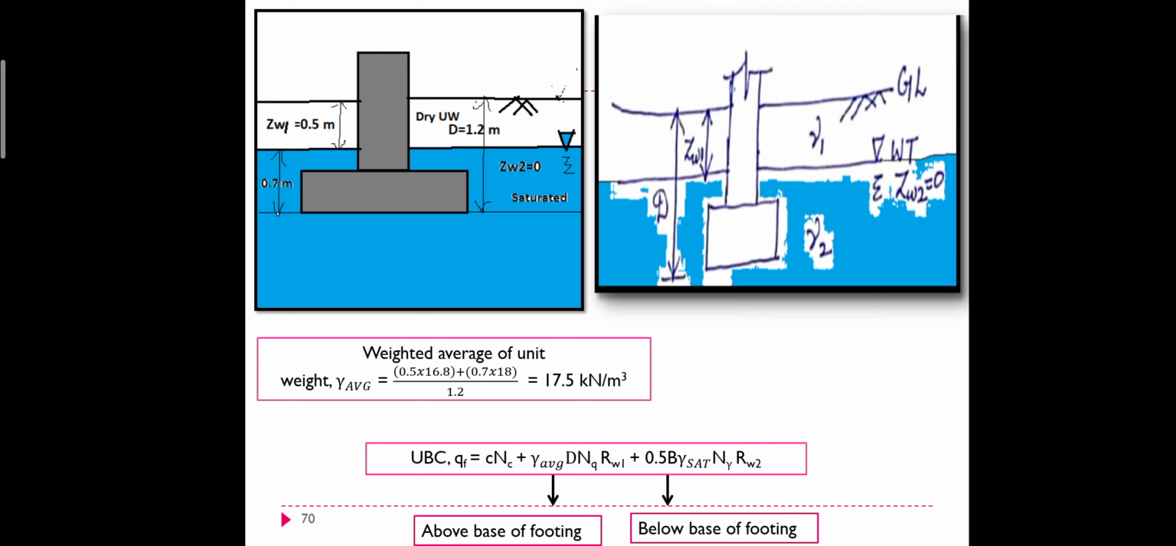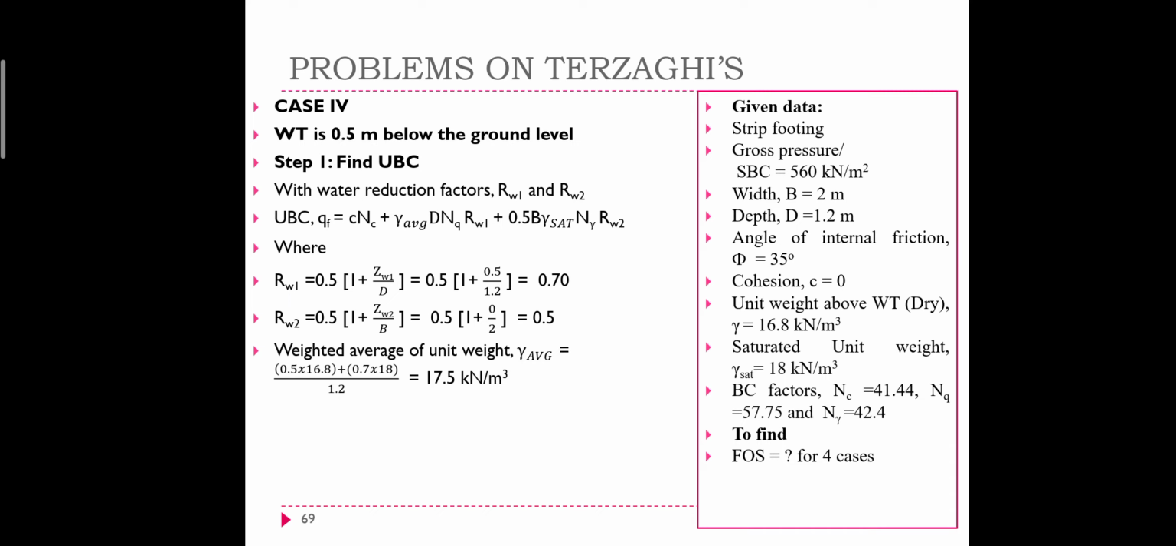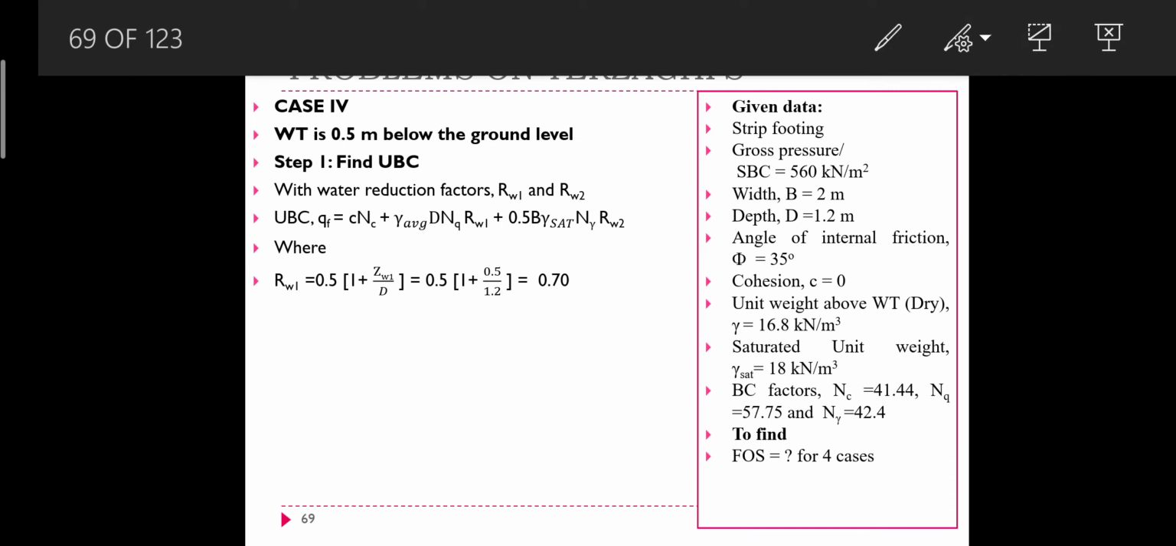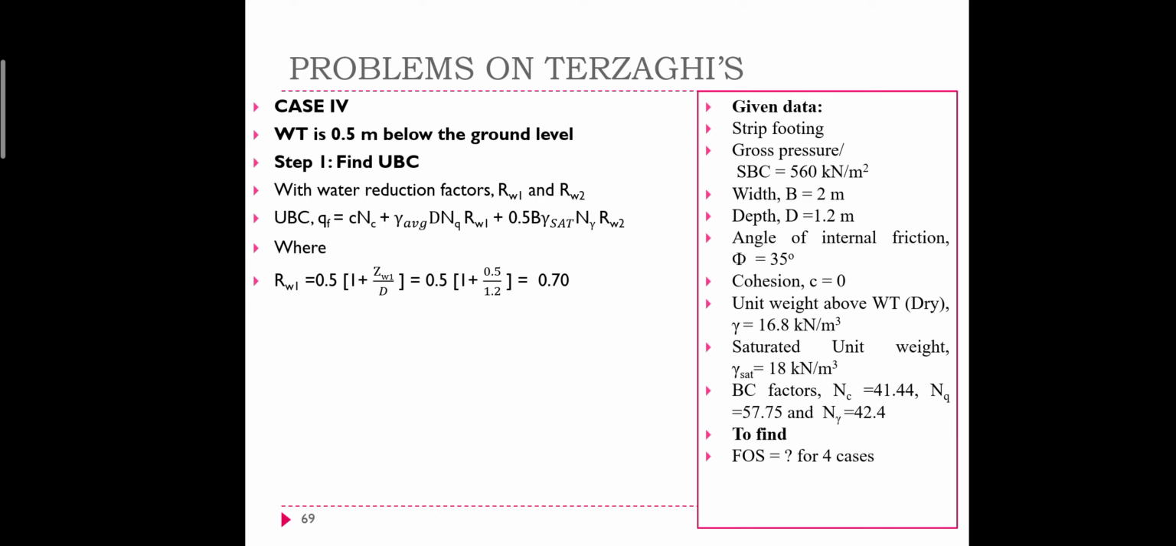Now plus 0.5 B gamma N gamma. What gamma should we put there? Below the base of the footing gamma. Below the base of the footing the soil is entirely wet. So since the soil is entirely wet, what unit weight should you take? Saturated unit weight. So below the base of the footing we go for gamma sat. So that's how we got this formula. We will use this formula to find the UBC. So that the formula is used. Above the base of the footing gamma average, below the base of the footing it is gamma sat.